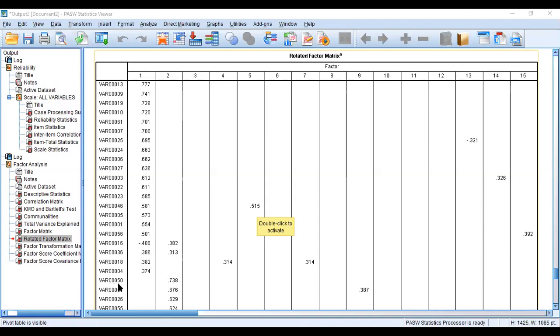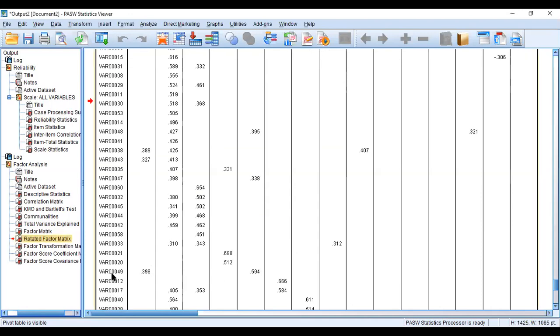If we see question 50 here, it is under factor 2, and the value is coming under factor 2. And then question number 51, we see 0.676 is the value under factor 2, and under the other factor the value is 0.387. So the higher value is under factor 2, so we'll consider question number 51 under factor 2. Similarly, we have to see the results for all the factors.